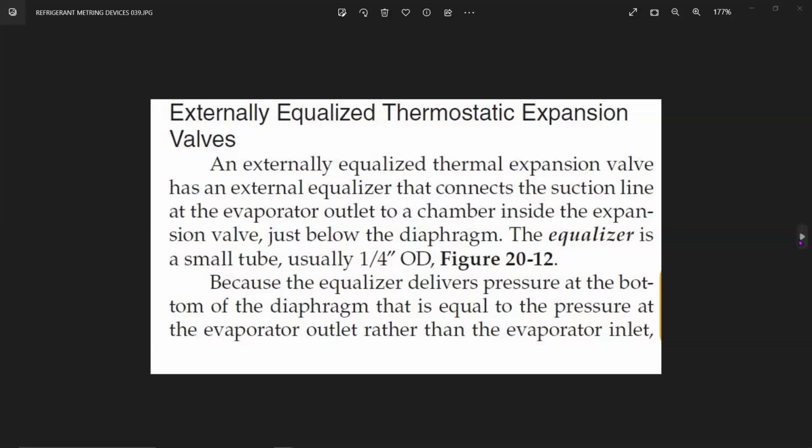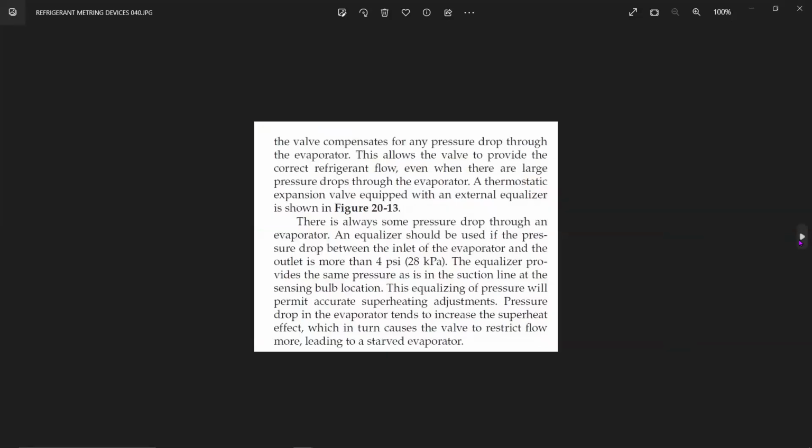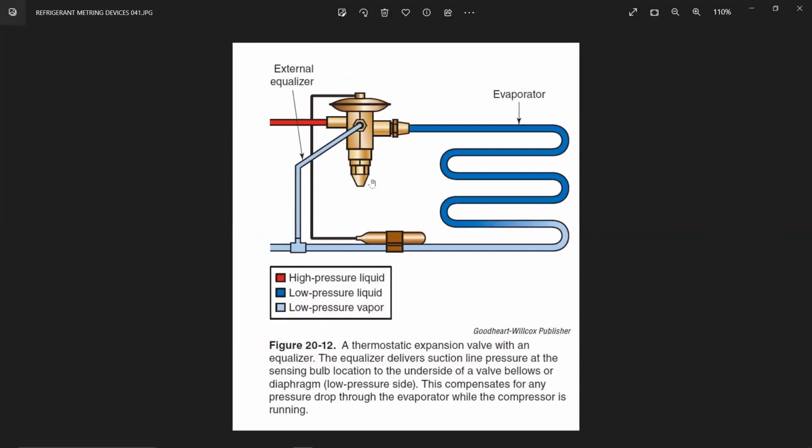Otherwise, the evaporator inlet pressure would come here, but now it will directly give the evaporator outlet pressure. Okay, so you're able to see the screen, right? Are you guys able to see the screen? Yes, sir. Okay. So this is an externally equalized thermostatic expansion valve.